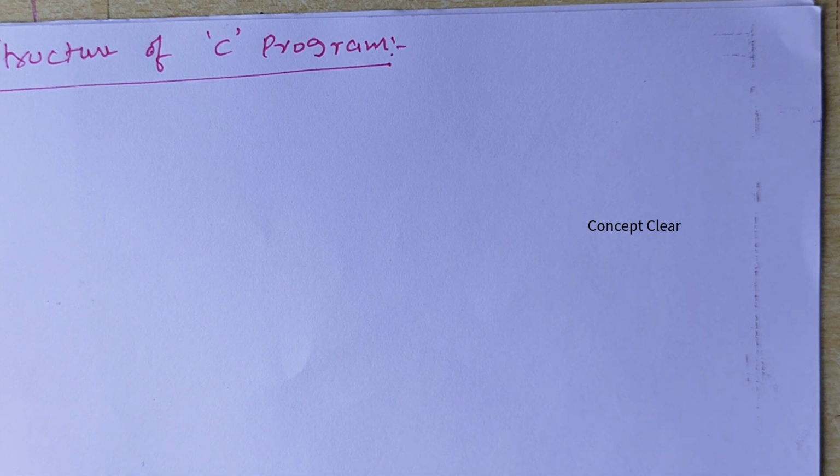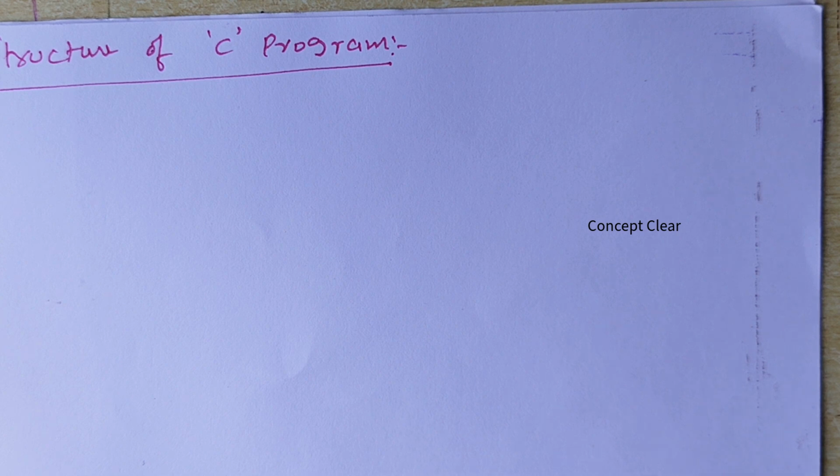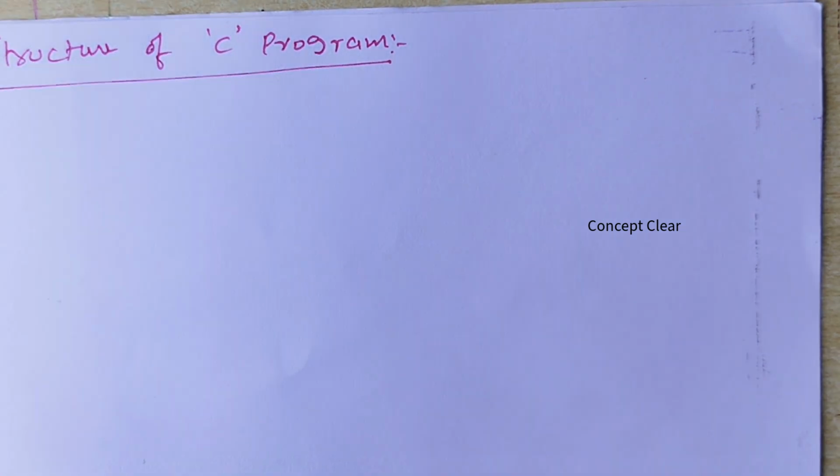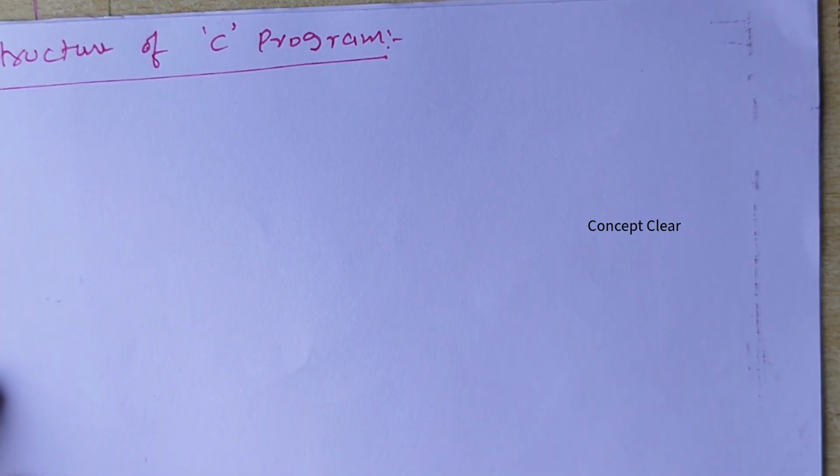What do you mean by documentation? It is the general information, like the aim of the program or the name of the programmer. After that, header files. What is the meaning of header files? For example, if you write the header files at the bottom of the program, will it execute? No. So there is a general structure of the C program, and we have to follow it.